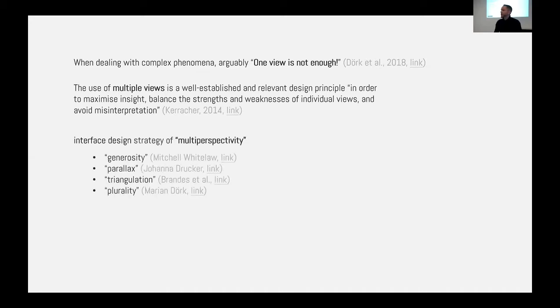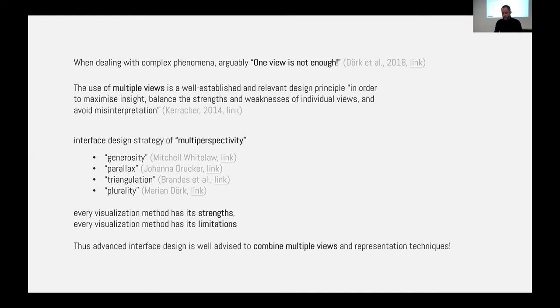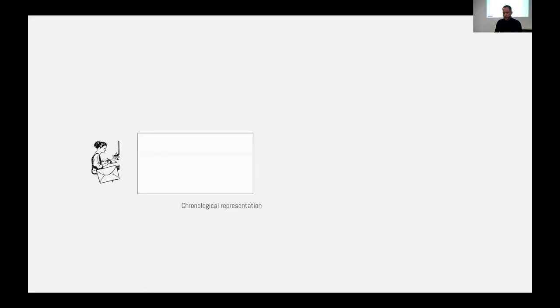There has been also a discussion in the humanities recently where this principle has been called generous interfaces or triangulation, plurality, parallax. And yeah, advanced interface design is usually using multiple perspectives just to avoid these misrepresentations that might emerge when we work with just single views.